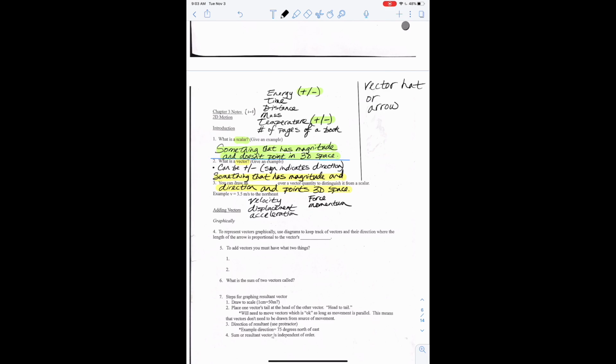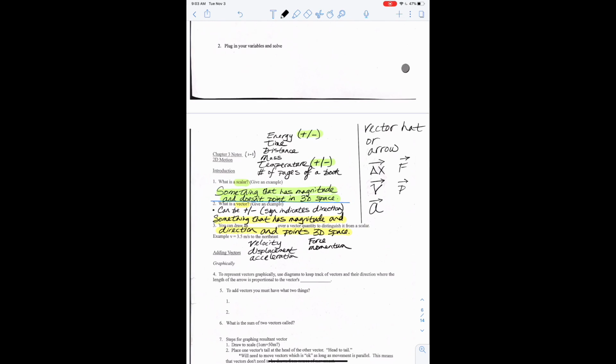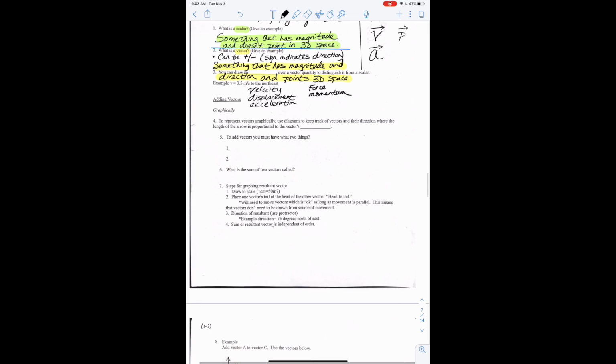So if I draw a displacement and to indicate it's a vector, I put a little hat over the top of it. If I draw a velocity to indicate a vector, I put a little hat over the top of it. And the same with acceleration or force or momentum, and you get the idea. Okay, so it's just a small way to indicate whether or not something is a vector.